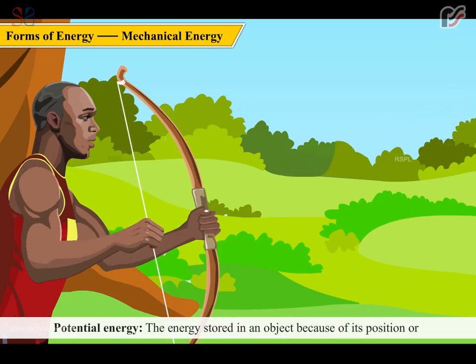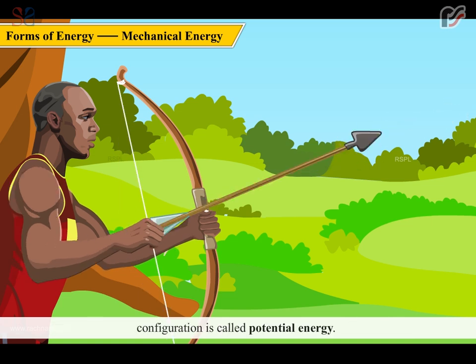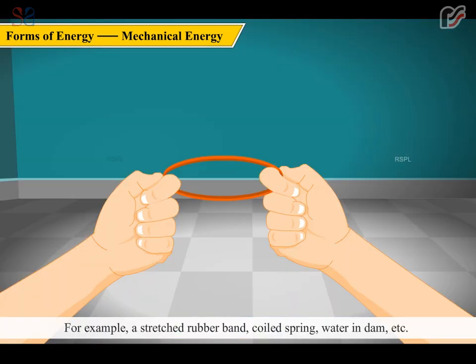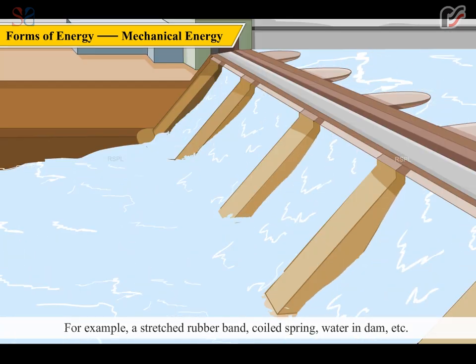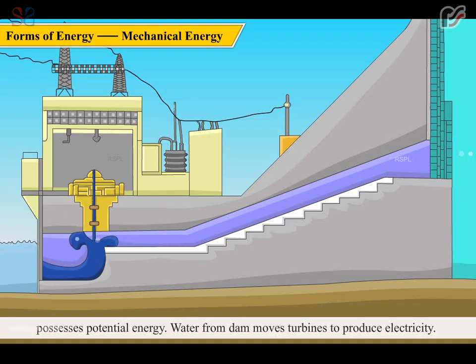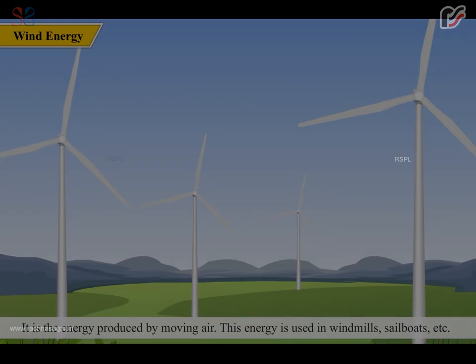Potential energy. The energy stored in an object because of its position or configuration is called potential energy. For example, a stretched rubber band, coiled spring, water in dam, etc. possesses potential energy. Water from dam moves turbines to produce electricity.